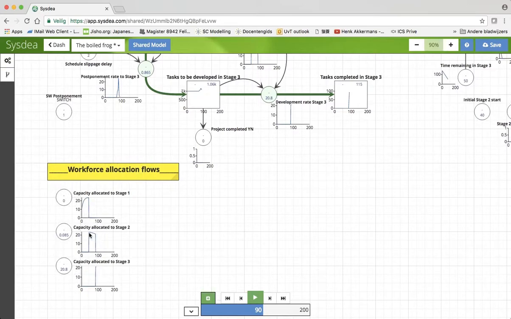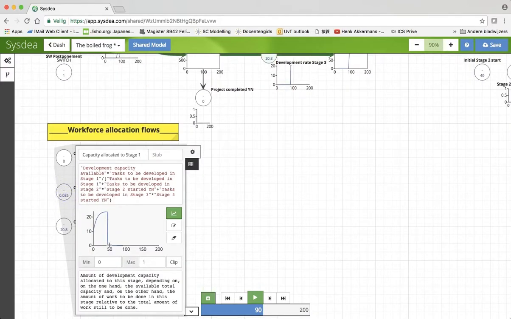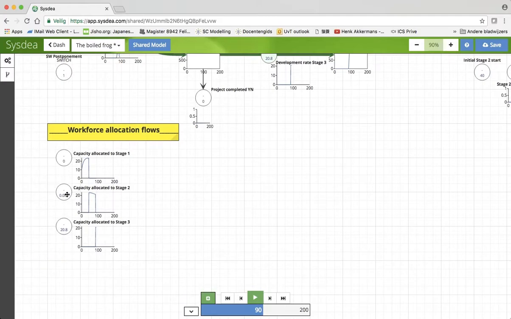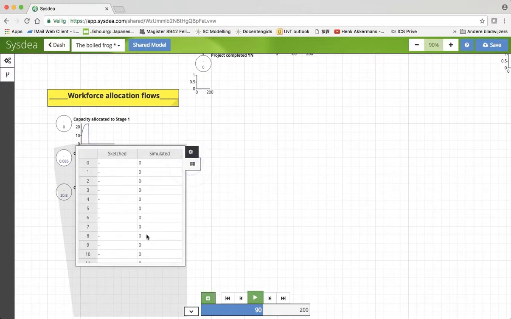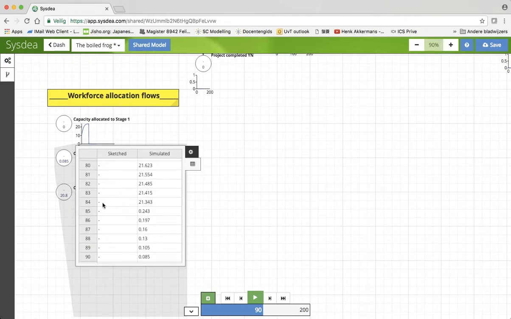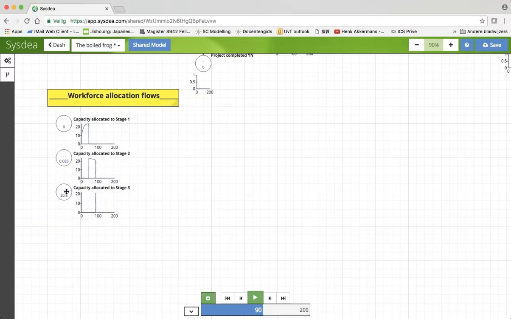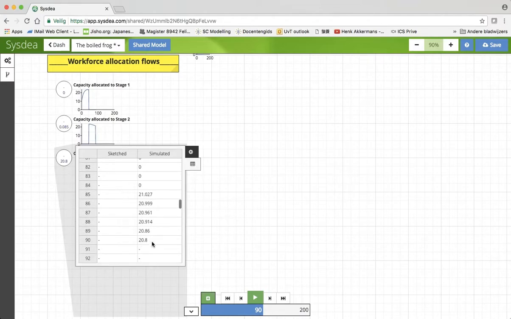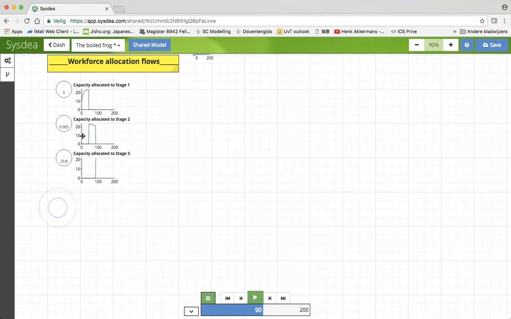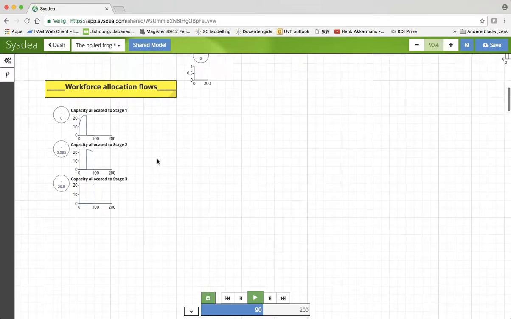Here you see the three stages, the capacity neatly allocated once more. Stage 1 is done by week 43. Stage 2, serious allocation starting in week 43, 44, and continuing, most of it, until week 84. And in week 84, stage 3 starts. Stage 3 starts in week 85. So total capacity is decreasing, but the capacity allocation is nicely per stage.